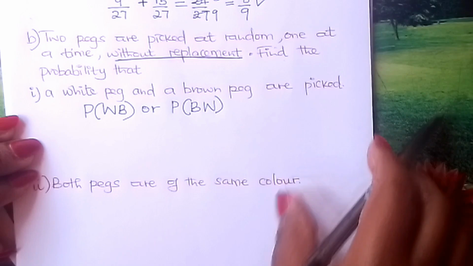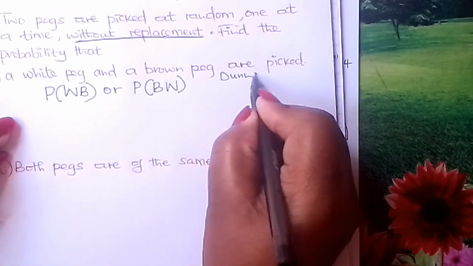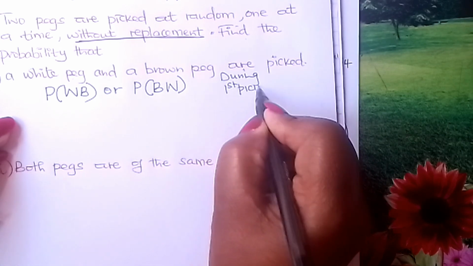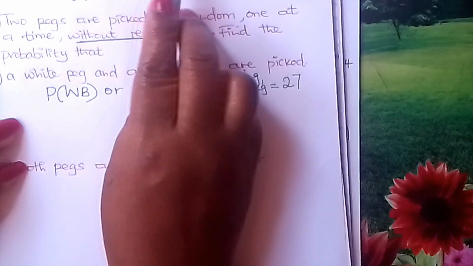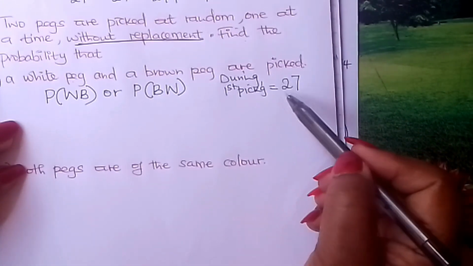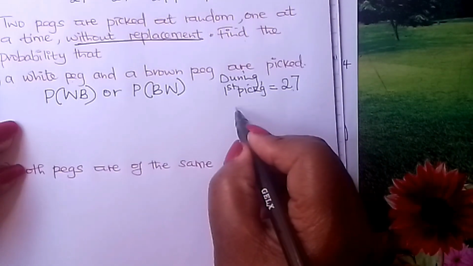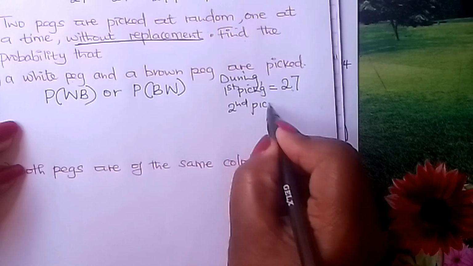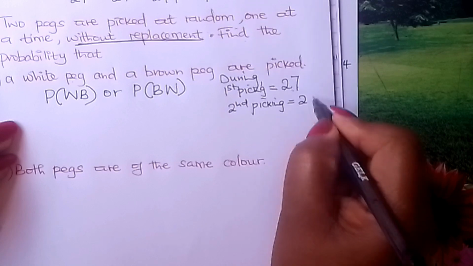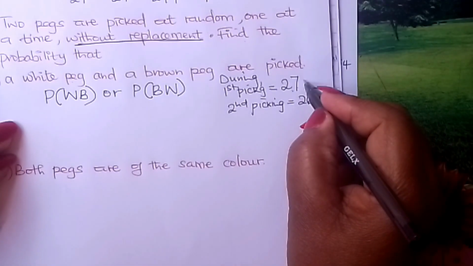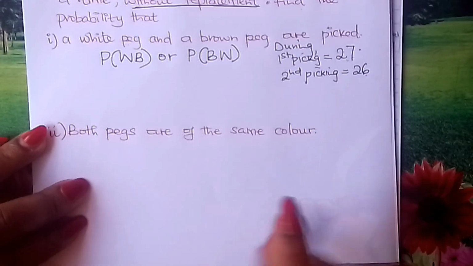So what does that mean, learner? At first in the bag, during the first picking, the total number of pegs is 27: 3 plus 9 plus 15. Once you pick one, because you will not replace, during the second picking the pegs will be 27 minus 1, which is 26. So first picking, they are all 27. Second picking, they are 26. So we now go to the question.